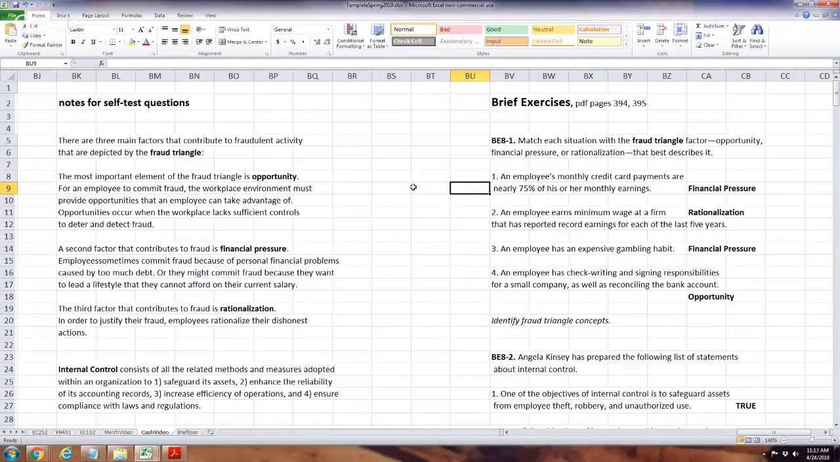But the fraud triangle has three pieces. And you've probably seen this in other videos. We'll just repeat it here: opportunity, financial pressure, and rationalization. With financial pressure, it says employees sometimes commit fraud because of personal financial problems caused by too much debt, or they might commit fraud because they want to lead a lifestyle they can't afford. And yeah, we were just talking about it yesterday in the office in New York.